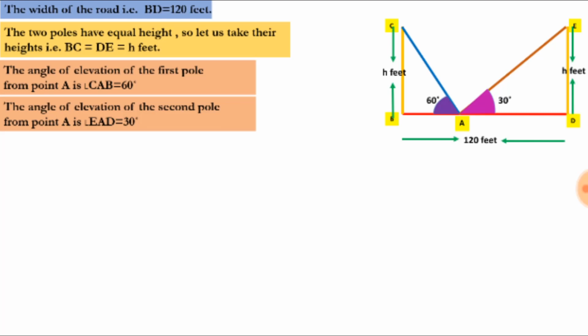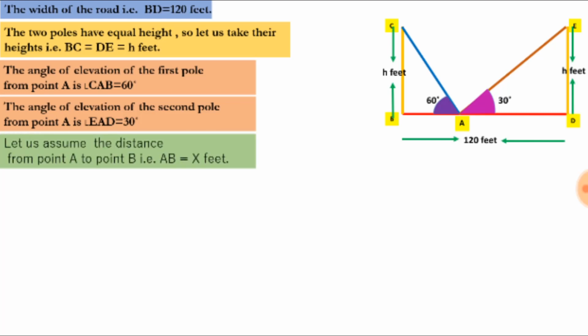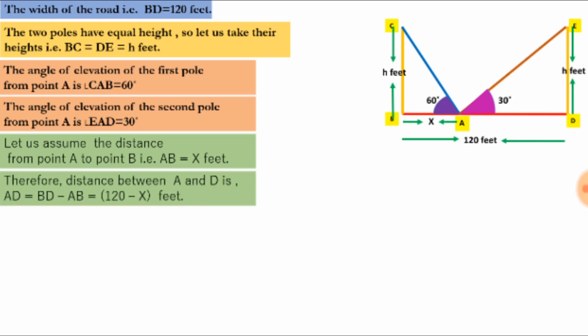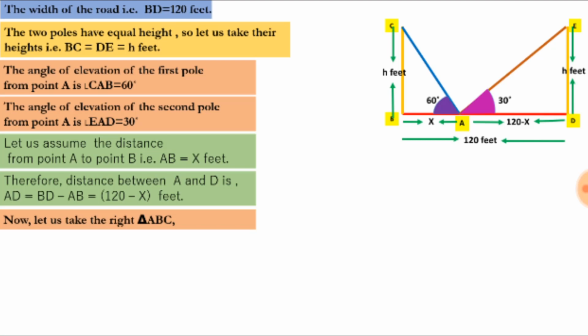Let us assume the distance from point A to point B, that is AB, equals x feet. Then the distance between A and D, that is AD, equals 120 minus x feet. Now in the picture we have two right triangles. So let us take the right triangle ABC. In this right triangle, the given angle is 60 degrees. For this angle we have the opposite side, that is BC, that we assumed as h feet, and the adjacent side, that is AB, that we also assumed as x feet.